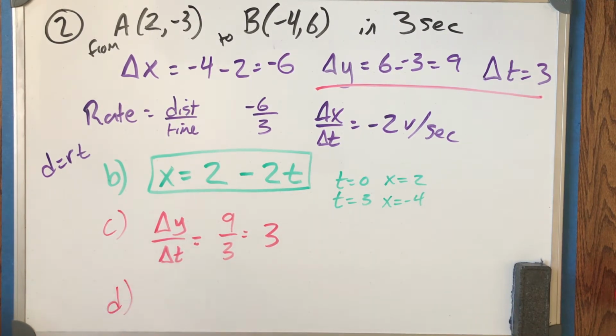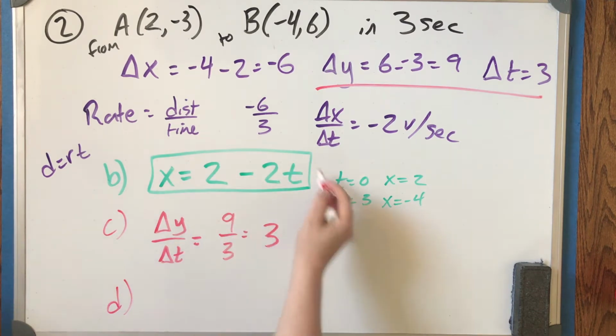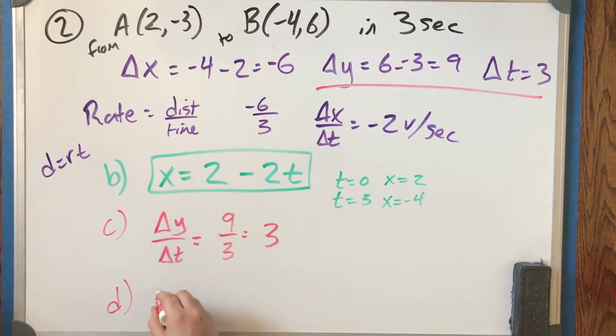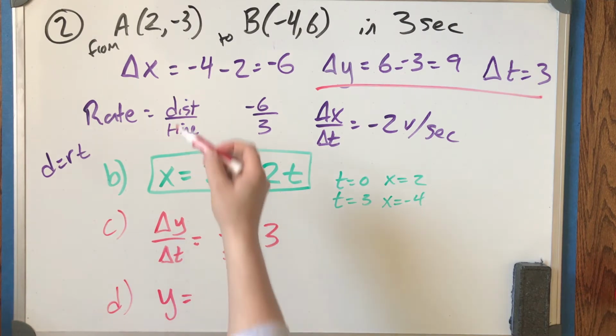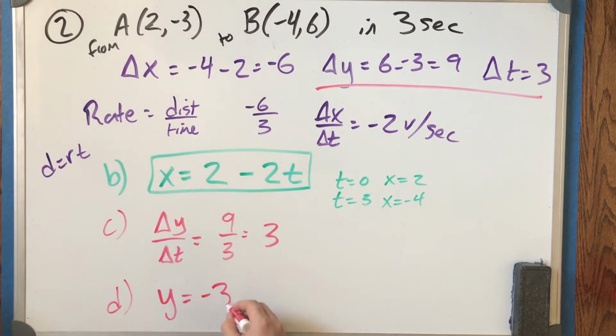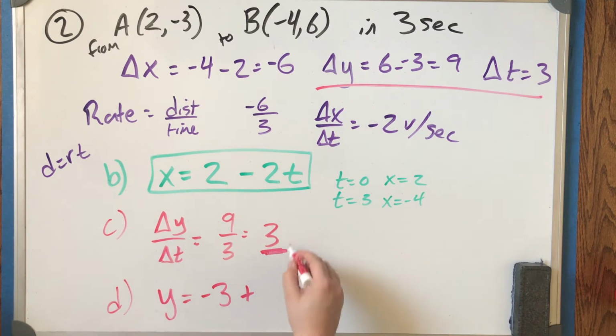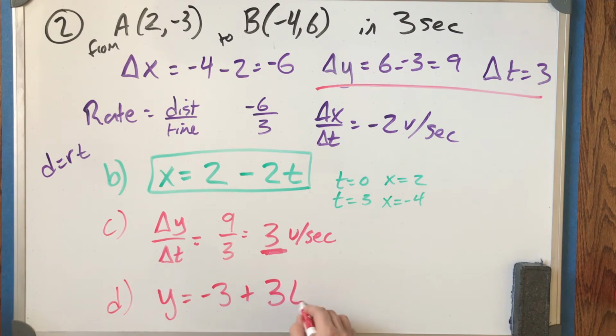When I get down to part D, I'm going to do something very similar to what I did up here. The y equation needs to start at -3, and it's going to change by 3 units per second. Probably should have labeled that up here. So I can write 3t. I'm putting the rate of change multiplied by the variable of time.